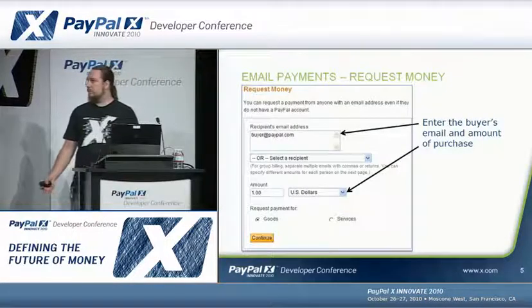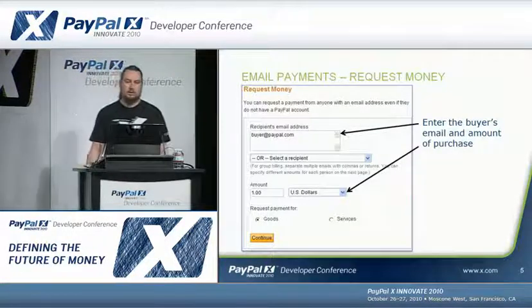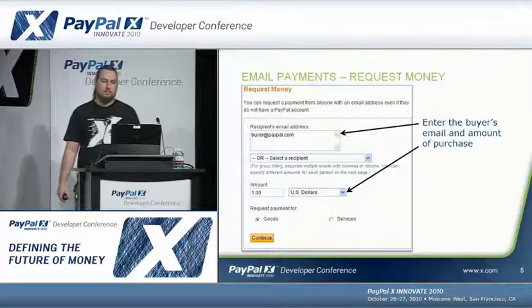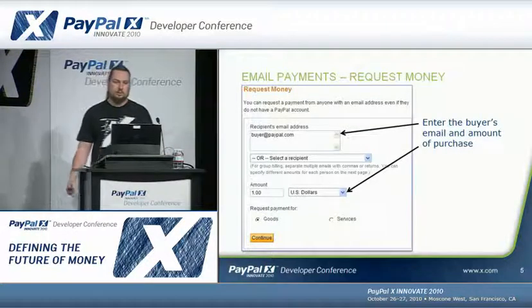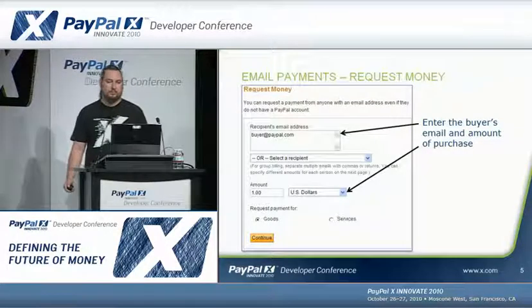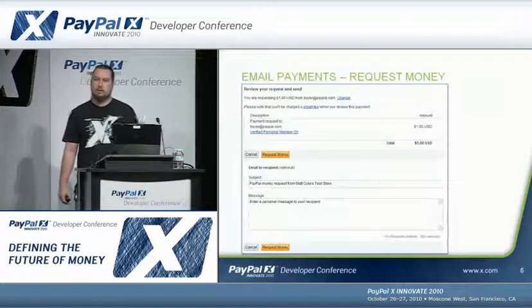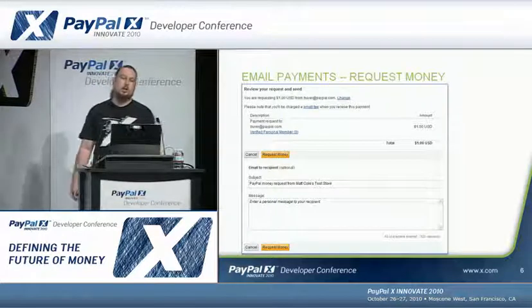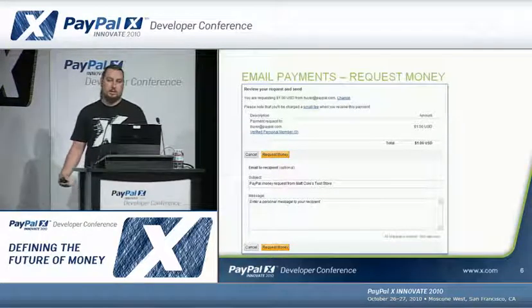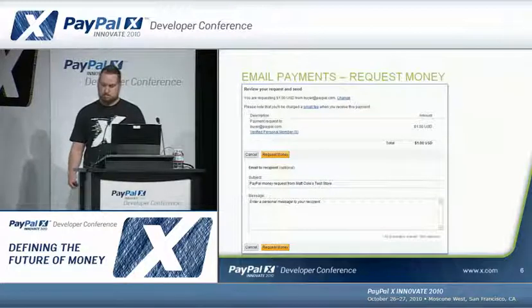So here we have the form for the request money. As you can see at the top, you have an option to put in the email address of the requester as well as the amount. Very simple. Hit continue, takes you to the next screen, confirms the details. You have the option to type in a subject to the recipient as well as a quick message.